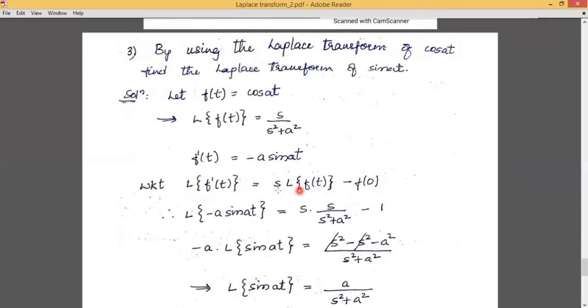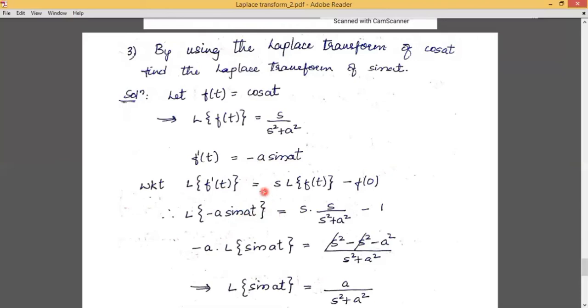So, using that result, Laplace transform of f dash of t is equal to s into Laplace transform of f of t minus f of 0. And what is f dash of t? It is minus a sin at. So that we have written.